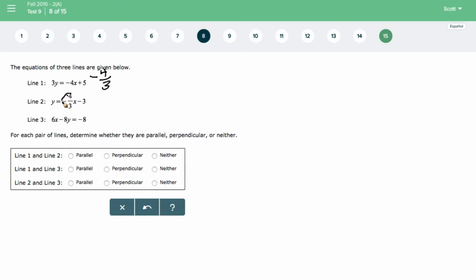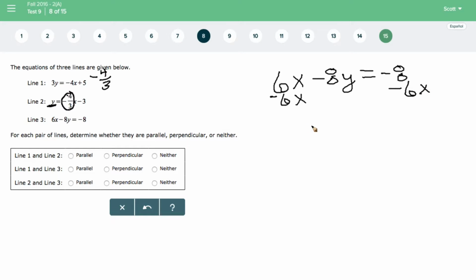Our slope for line 2 is right there. It's already solved for y. See, y is already by itself. And for the slope of line 3, we have to solve for y again. 6x minus 8y equals negative 8. We're going to subtract 6x from both sides. We're trying to get the y by itself.